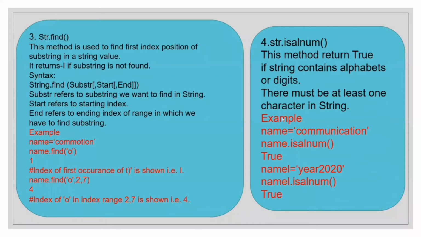So let's look at the example over here. Example: name is equal to communication, and if I write name.isalnum(). Here there are alphabets, communication, all of these are alphabets, C, O, M, M, but they are not numbers. But still it's going to give true because it at least has the alphabets. Now if I write name1 is equal to year2020, here it has alphabets as well as numbers, then it's going to give us true.